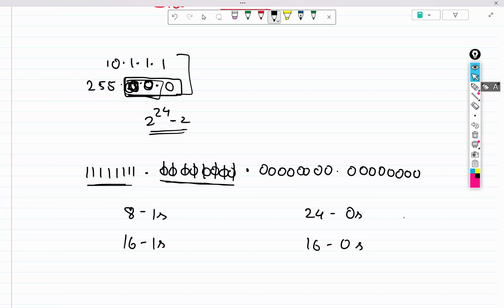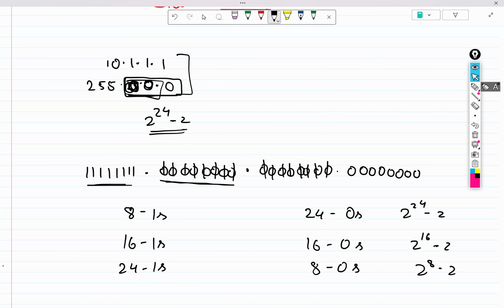So what is happening? Previously there were 2 power 24 minus 2 hosts. Now there are only 2 power 16 minus 2 hosts. Now if you want to decrease even more hosts, you convert those zeros. So now you have 24 ones and 8 zeros, so basically you only have 2 power 8 minus 2 hosts. So what happened? Your usable IP address range without wasting too many IP addresses is getting saved. This is what we call subnetting.